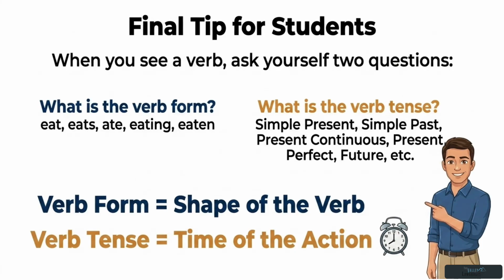If you forget absolutely everything else from this explainer, just remember this. Verb form equals the shape of the verb. Verb tense equals the time of the action. Seriously, this one simple shift in thinking is a total game changer for how you understand English. Suddenly, the grammar rules aren't just random things to memorize. They're a completely logical system of combining shapes to express exactly when things happen.